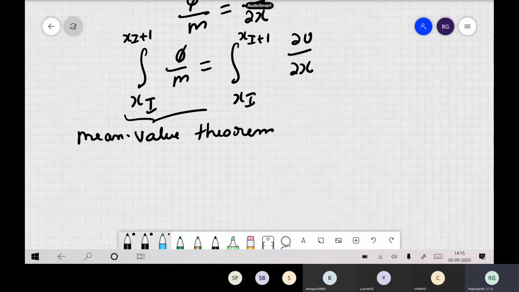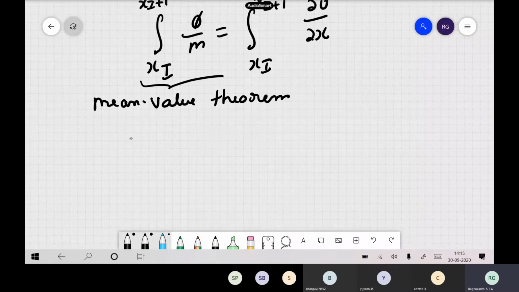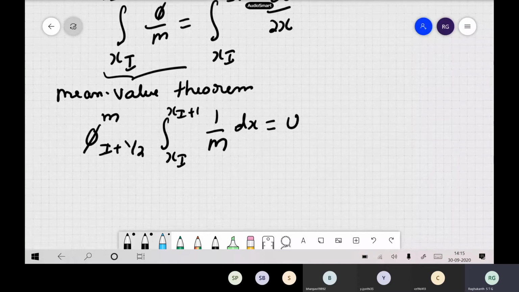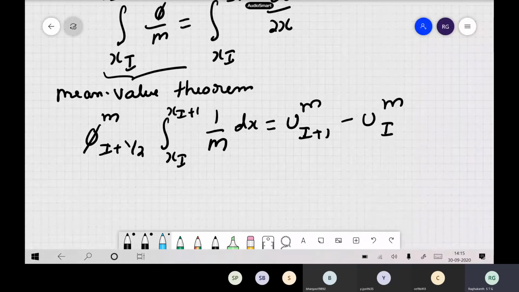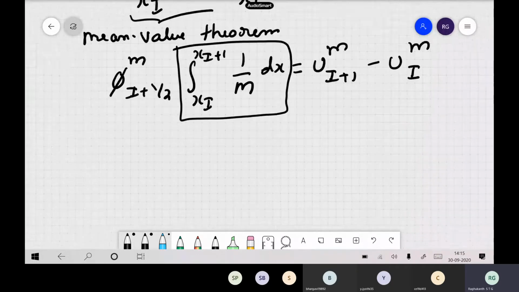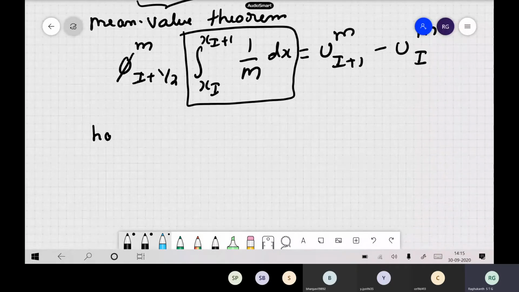So to represent this quantity, you can write this expression as phi at i plus half, integral from xi to xi plus 1 of 1 by m, times dx. And on your right hand side, this can be written as u at i plus 1 minus u at i. So this quantity, the integral of this expression, we call as the harmonic average.